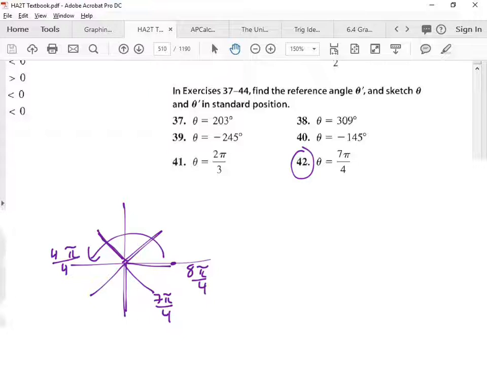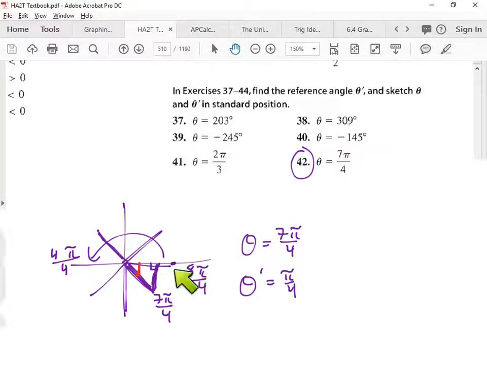All right, so if 7 pi over 4 is right there, then we draw our triangle. Remember, triangles go out from the origin and then back to the x-axis. What would this angle measure be right here? Yeah, you guys said 45 degrees, which is good, but we're in radians right now. Pi over 4. So theta equals 7 pi over 4, and our reference angle equals pi over 4.